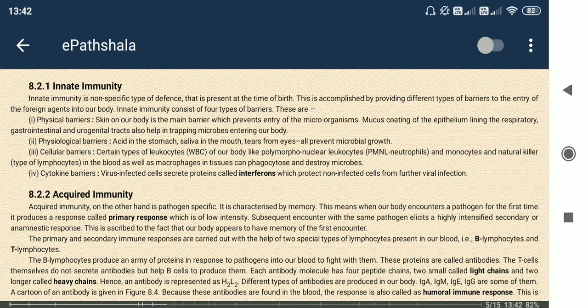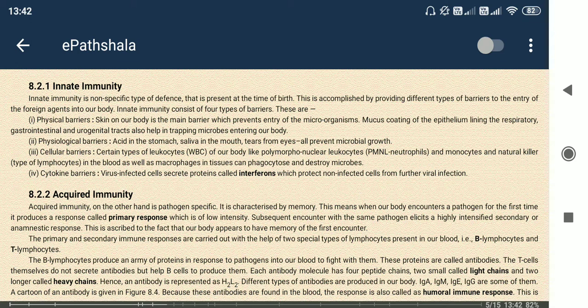Like saliva in the mouth, this also carries some form of antibody. And tears from the eyes prevent microbial growth. The next one is the cellular barrier. In the cellular barrier, certain types of leukocytes, meaning WBC, of our body, like polymorphonuclear leukocytes (PMNL), neutrophils and monocytes, and the natural killer cells, also kill microorganisms.